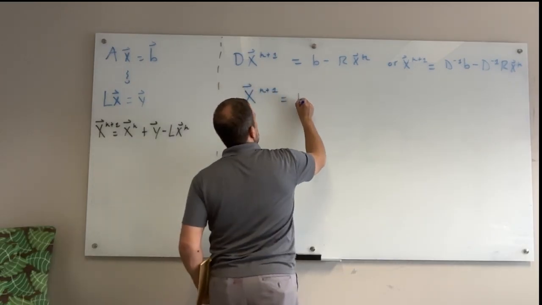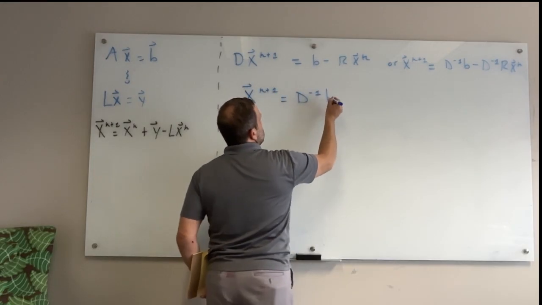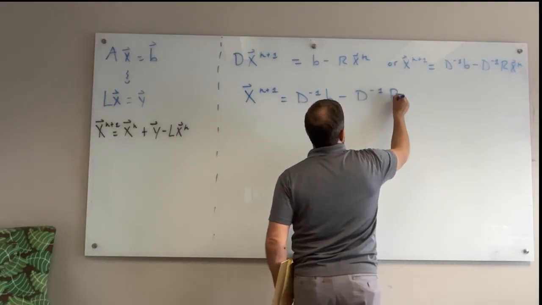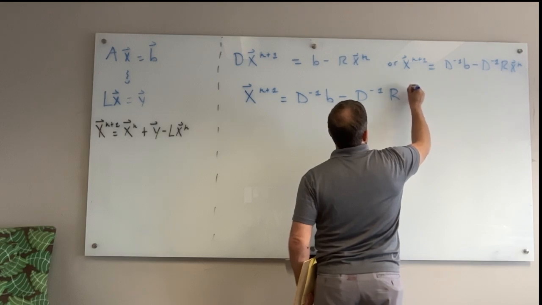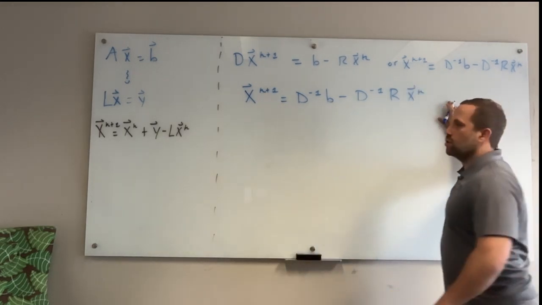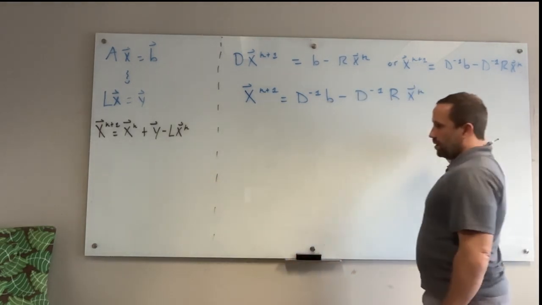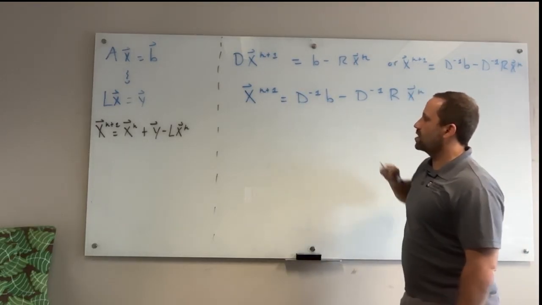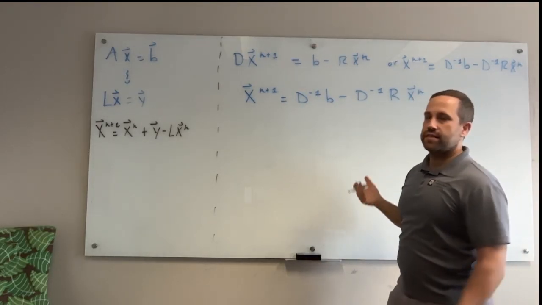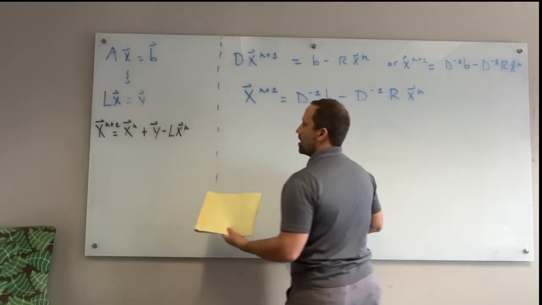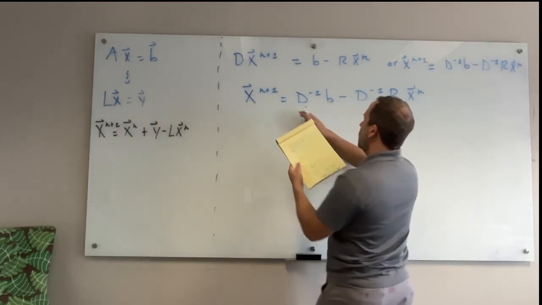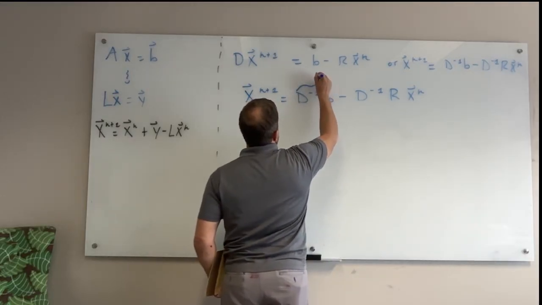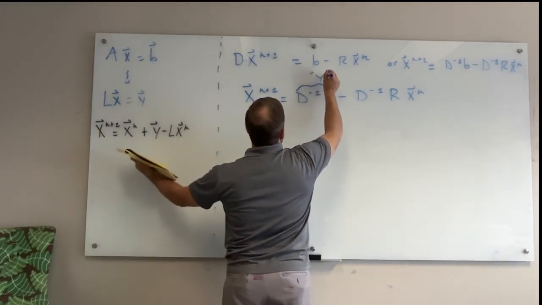x_{k+1} is equal to D inverse b minus D inverse R x_k. And again, I want to try to make this look like this iteration. Well, I see a couple of things going on. This D inverse b is kind of like the right-hand side of the equation. It's a modified version of the right-hand side of the equation. So my prediction is that probably this is going to play the role of y when I compare it to this iteration here.